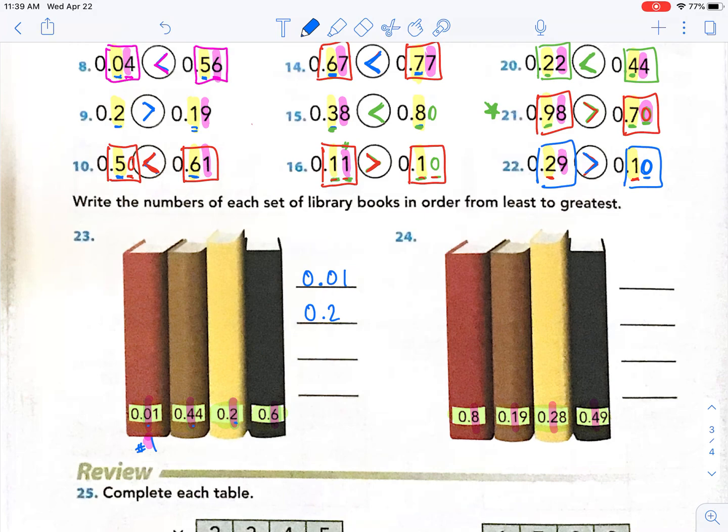0.2. I see, what comes next? 1, 2, 3, 4. I see 0.44 right here. So this is 2, this is 3. And then the last but not least is 0.6.